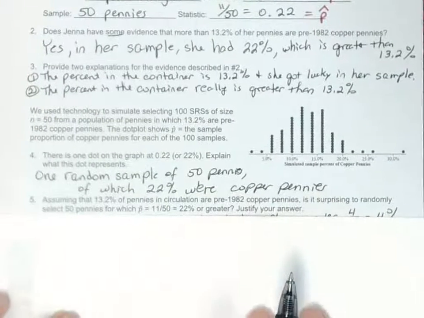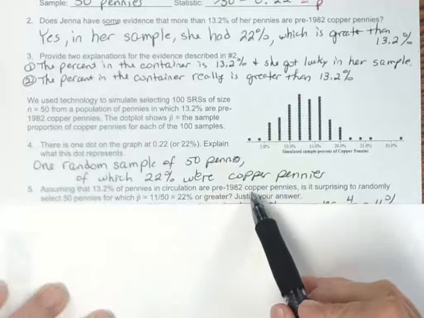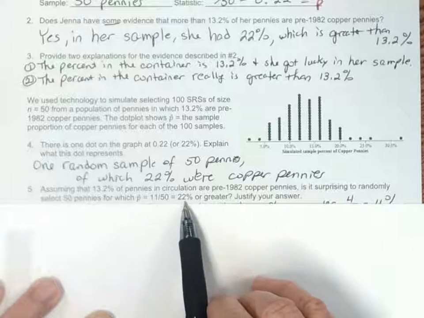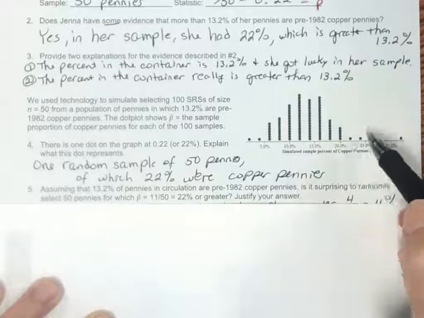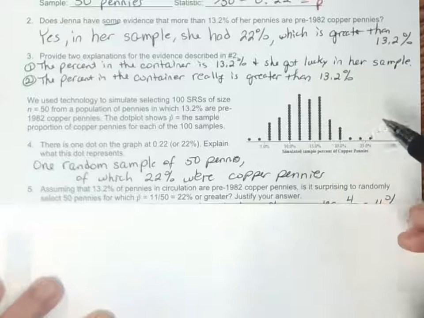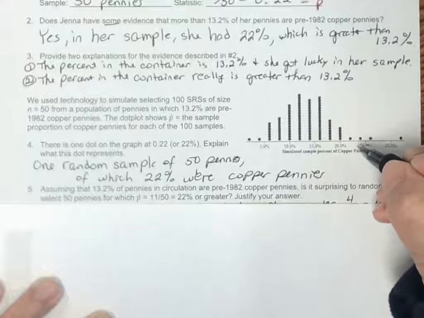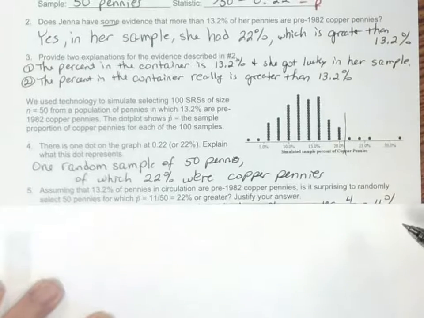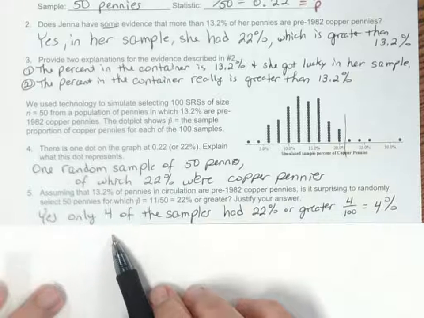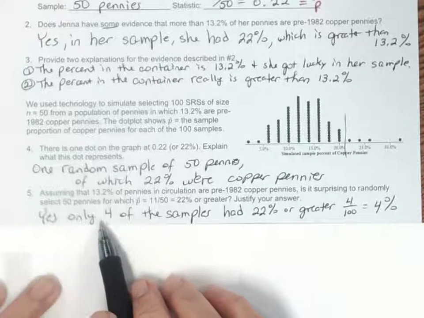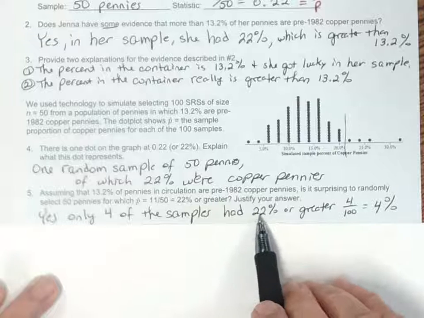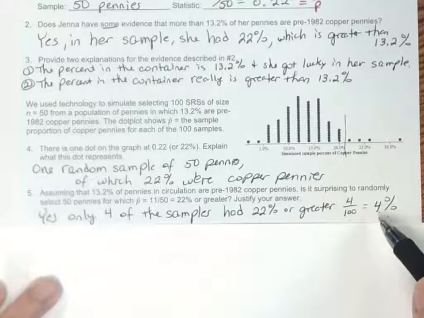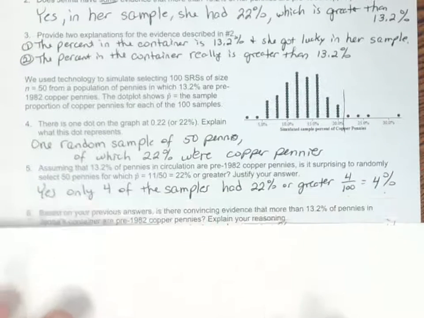And assuming that 13.2% of the pennies are pre-1982, is it surprising to randomly select 50 pennies in which p-hat is 22% or greater? So we're going to look at this simulation with 100 simple random samples, find 22. So looks like it's about right there. And then say, is it surprising? Yes, because only 4 of the samples had 22% or greater. So 4 out of 100 is only 4%. This only happened 4% of the time by a simple random sample.